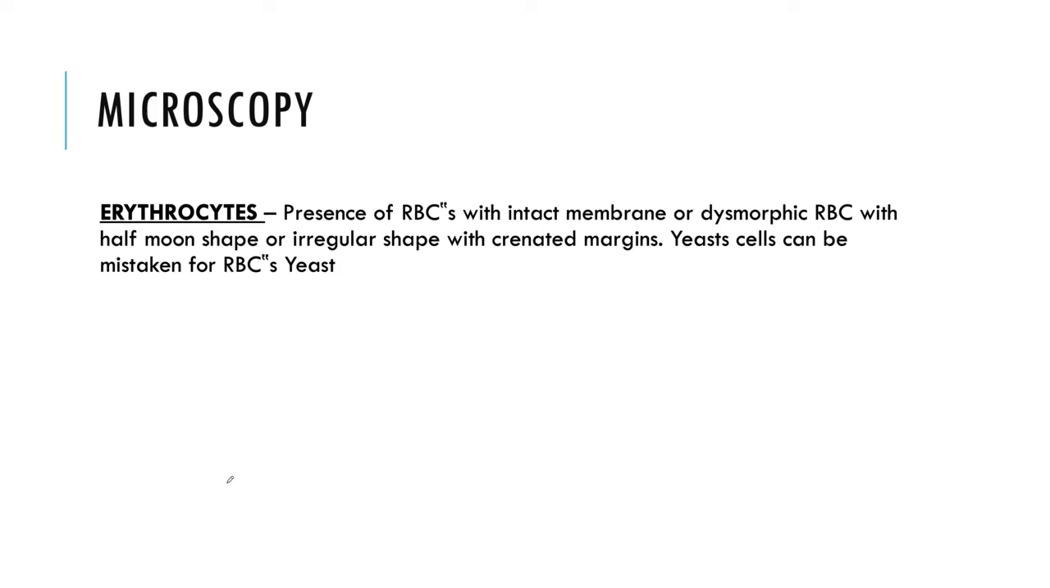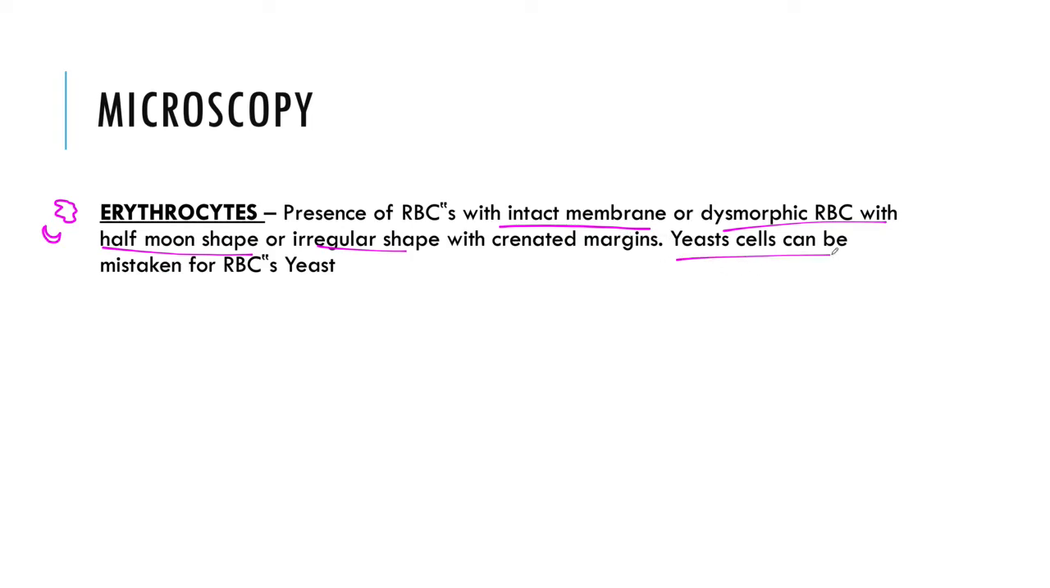Now the next part, erythrocytes. Basically erythrocytes are not present, but you can see RBCs with an intact membrane or dysmorphic RBCs. Dysmorphic means the structure of the RBC is different from the normal RBC. It can be a half moon shape, or you can see an irregular shape. If the RBC changes its shape, that is also abnormal.